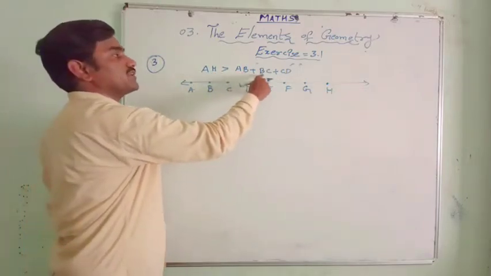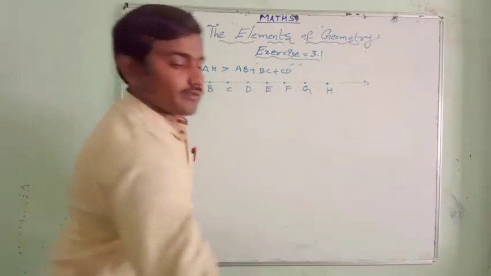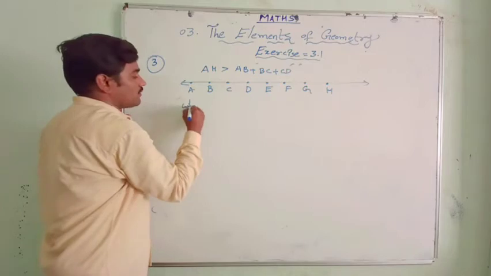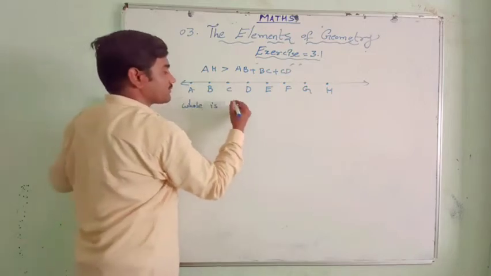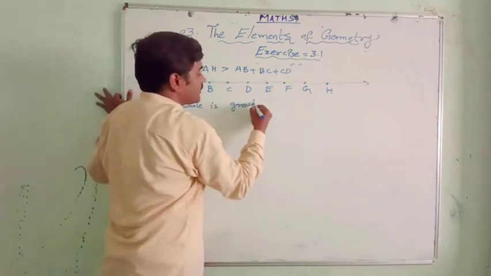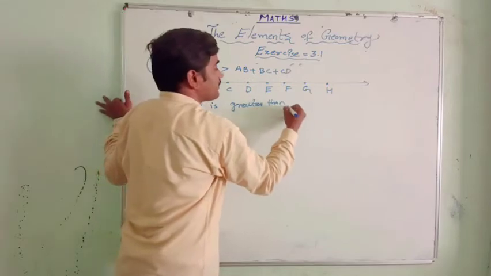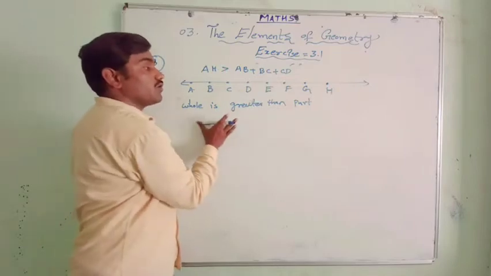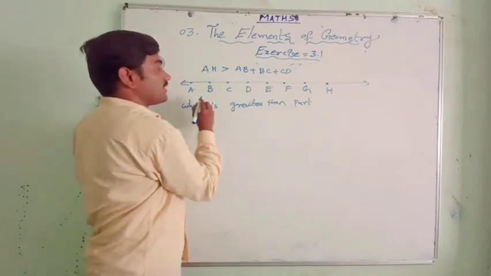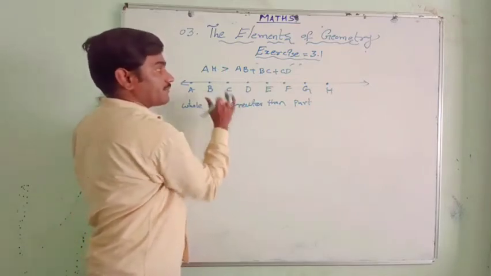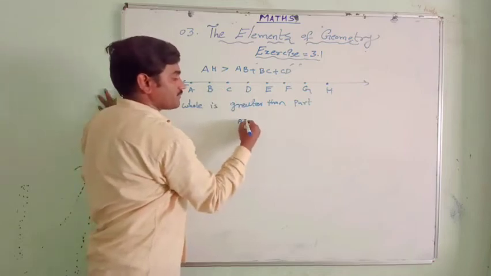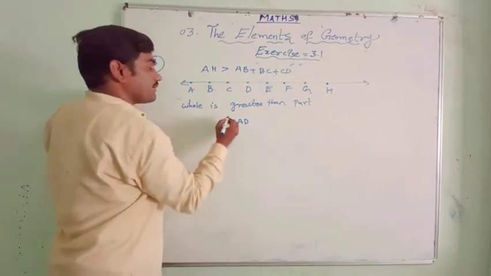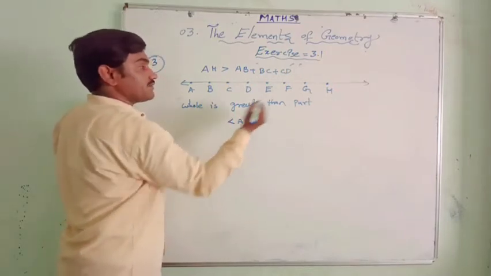AH is greater than AB plus BC plus CD. So we know that according to Euclid, the whole is greater than the part. According to Euclid's postulates, the whole is greater than the part. So in that way, I can say here, suppose AD is less than AH.